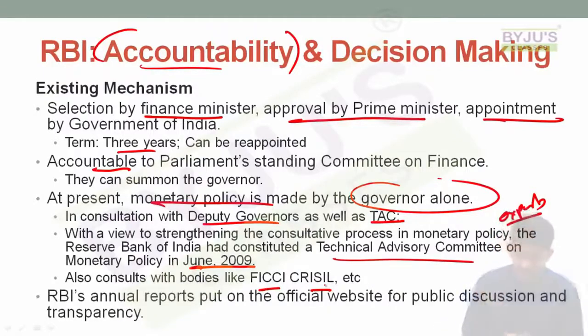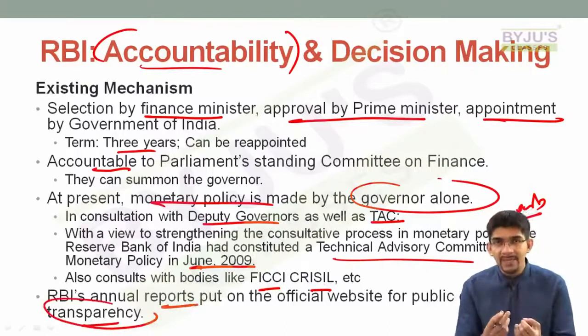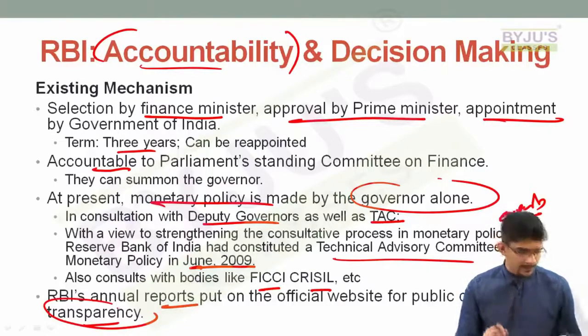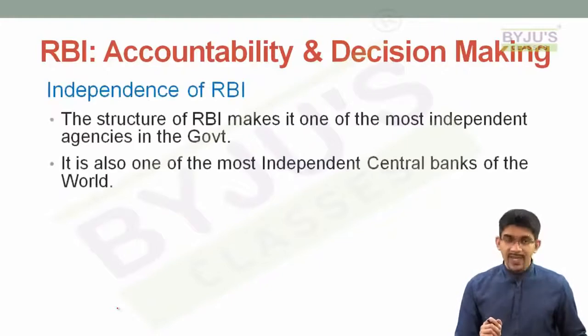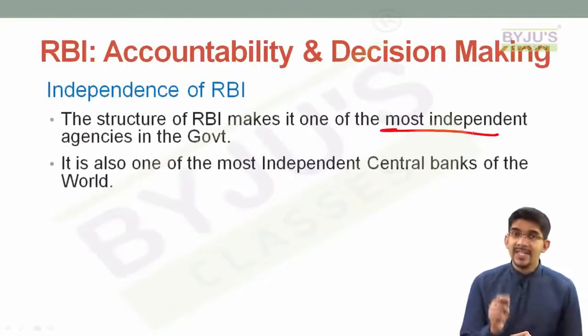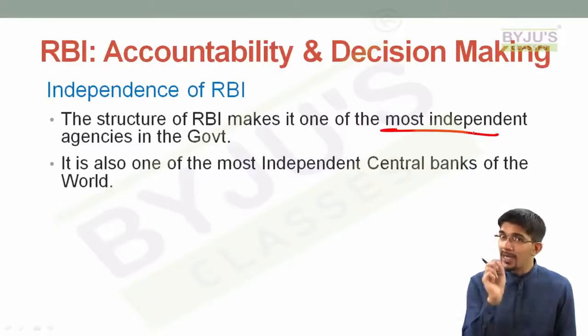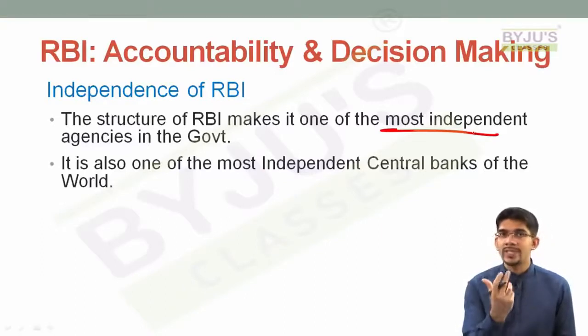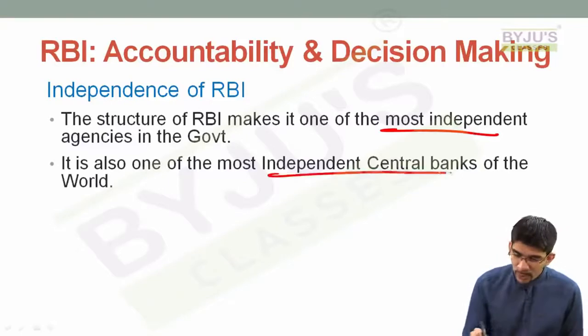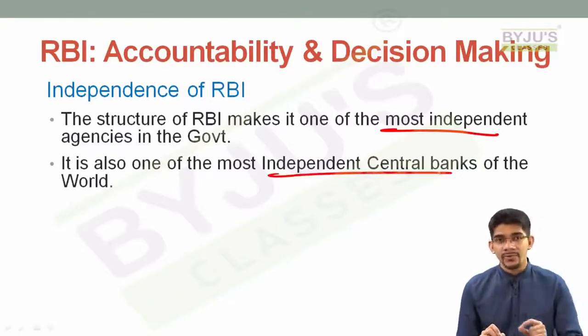In addition to all these, RBI also publishes the annual report on the official website for public discussion and for transparency. So a good amount of transparency is being maintained in the current system itself. Now, this structure of the RBI makes it one of the most independent agencies of the government. It is comparable to the Supreme Court in terms of the independence that it commands. However, the RBI governor is appointed by the government of India, so that is one notch below in terms of independence. It is also one of the most independent central banks in the entire world.